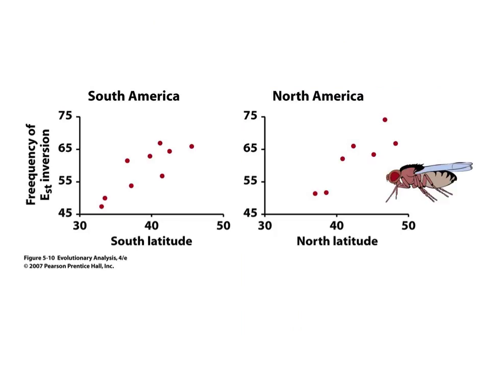Okay, so what do we see? So here are the results. This is the data that were collected. Here is your South America. Here is your North America, right? On the x-axis, you have the latitude, right? On your y-axis, you have the frequencies of inversions. If you were to draw regression lines, this regression line would look like this, right? This regression line would look like this, right?